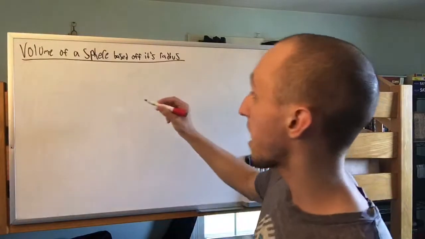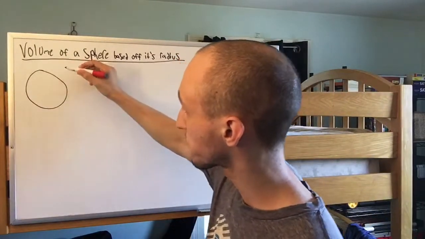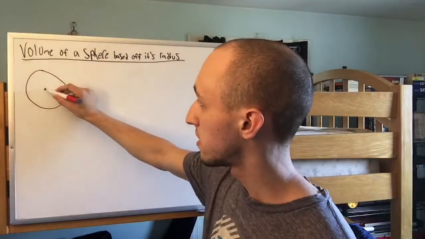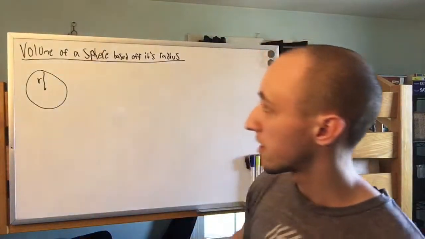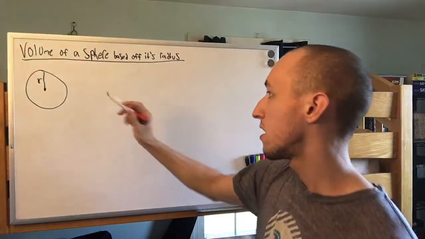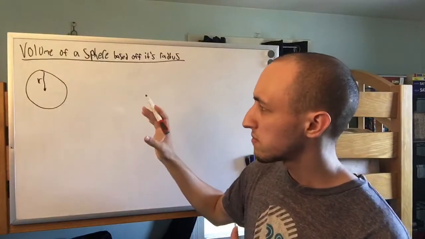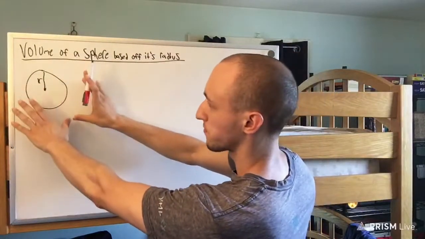So we have this idea already of a circle that is formed from the sphere being split in half. And this right here is R, the radius, from the center. And so from here, we've got this split sphere. Okay?